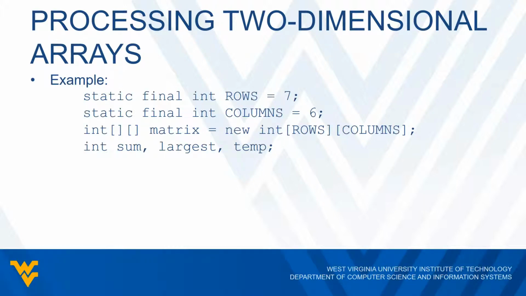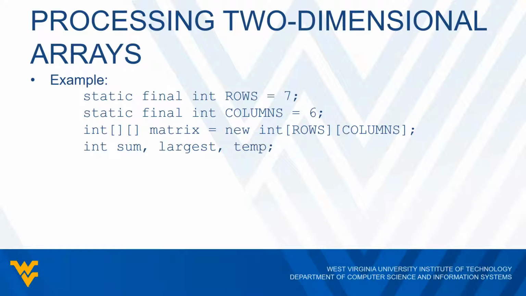We'll use the following example for explaining how to process arrays. Let's say I have a final int rows, which is set to 7, and a final int columns, which is set to 6. I'm going to create a two-dimensional integer array called matrix, where we will have 7 rows and 6 columns, and then we're just going to keep track of a couple of variables.